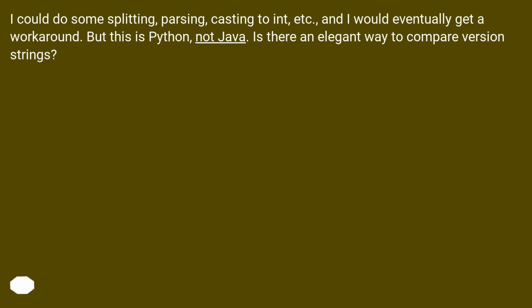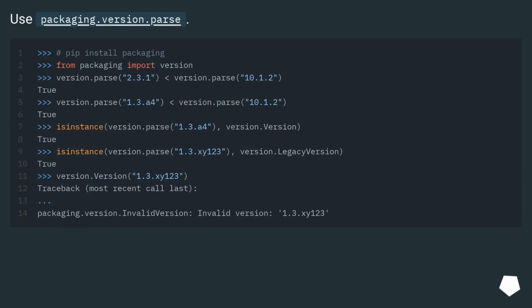I could do some splitting, parsing, casting to int, etc., and I would eventually get a workaround. But this is Python, not Java. Is there an elegant way to compare version strings? Use packaging.version.parse.